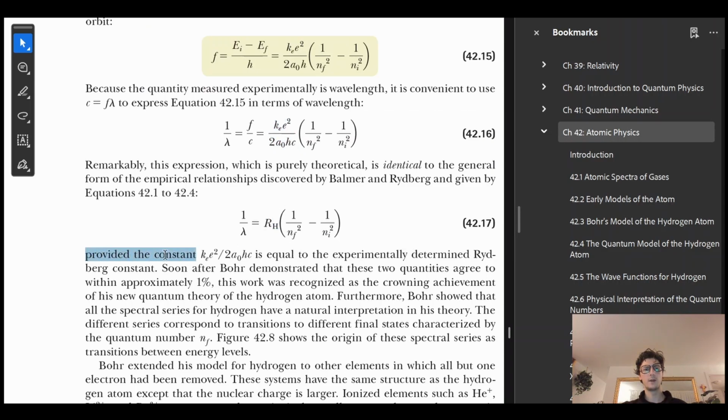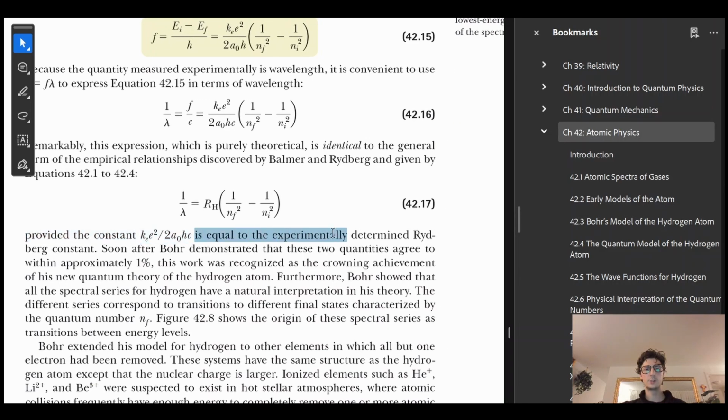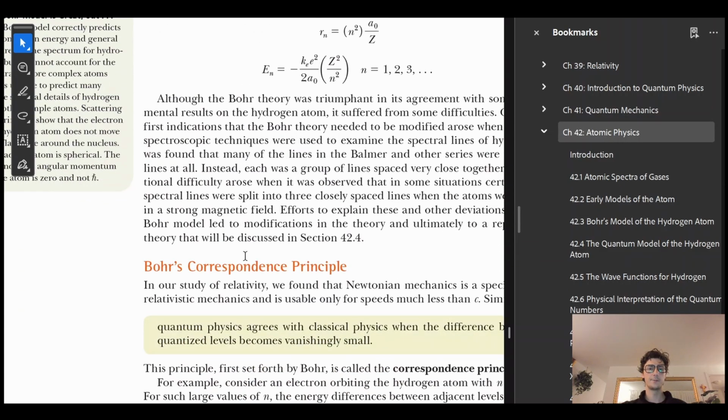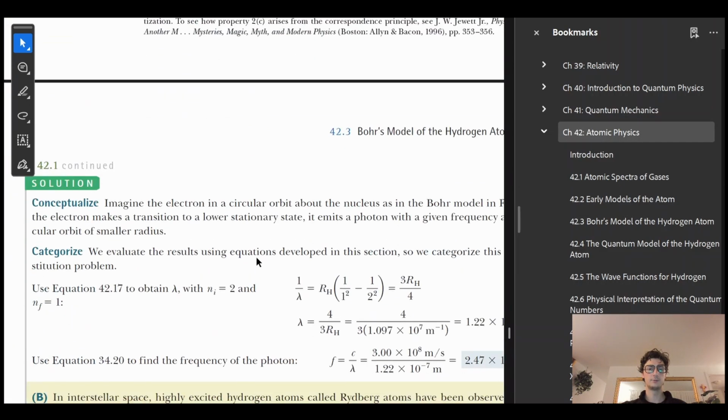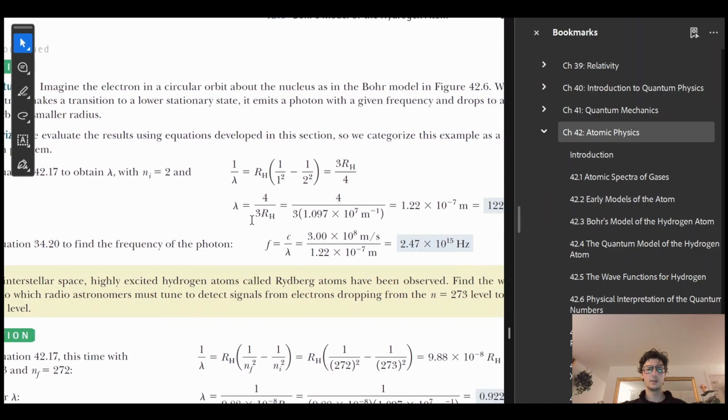And they tell you, provided the constant Ke, Coulomb's constant, e squared, the charge of the electron squared, divided by 2 a naught, I don't know what a naught is yet, but it's in the equation sheet, times h times c, all of this stuff is given to you in the equation sheet, is equal to the experimentally determined Rydberg constant. They don't give us a number, but I did see down here, you can actually do an example in this book. Here's the Rydberg constant. Let's see if they actually use it.